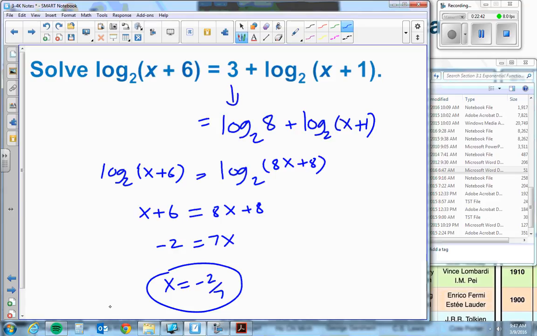And like I said, if you do the other approach where you get both logs on one side, you end up with the same answer in the end. That's fine. Okay? Questions?